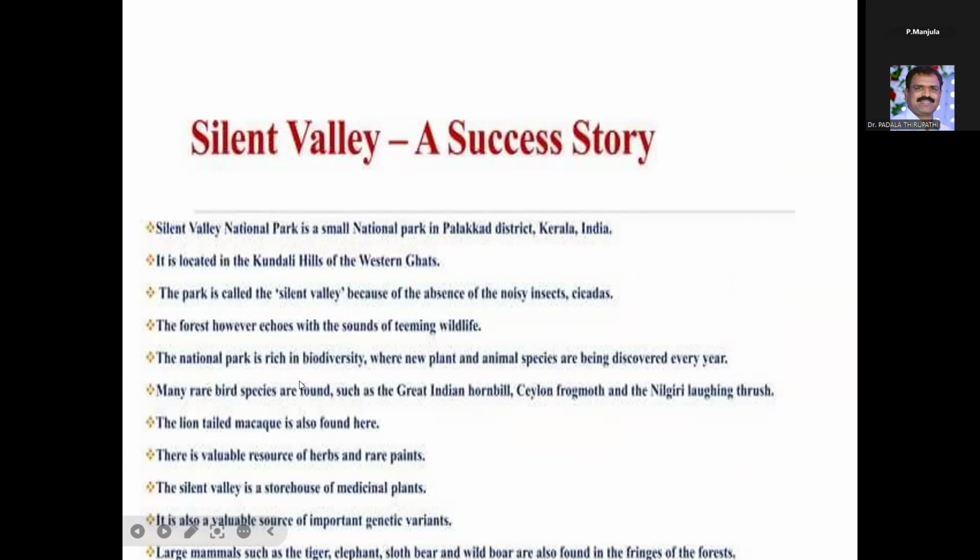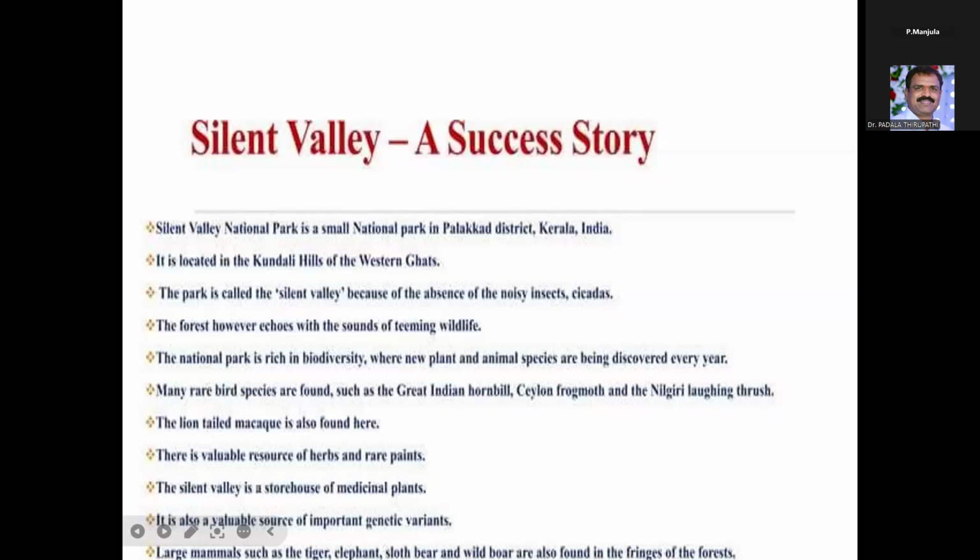This national park is rich in biodiversity, where new plant and animal species are being discovered every year. Many rare bird species are also found, such as the great Indian hornbill, Ceylon frogmouth, and the Nilgiri laughing thrush. The lion-tailed macaque is also found here. There is a valuable resource of herbs and rare plants, and Silent Valley is a storehouse of medicinal plants and a valuable source of important genetic variants.